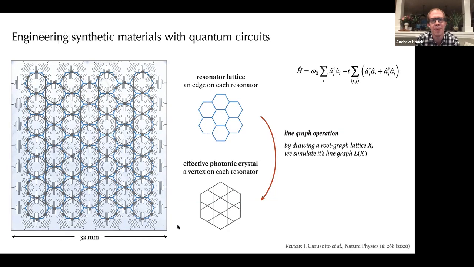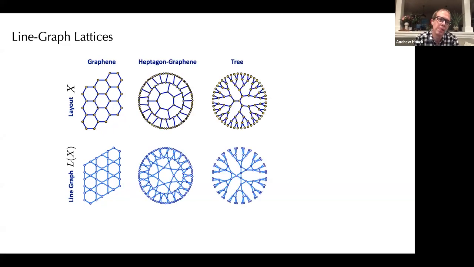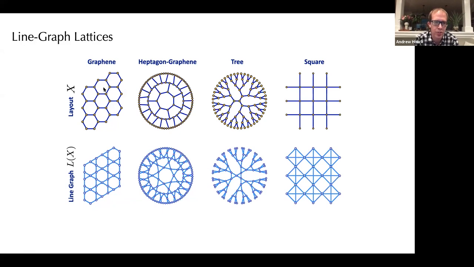And this line graph property is really what's going to give rise to these flat bands, and it's going to help us figure out when we get gapped flat bands. So we can think about lots of different line graphs that exist. So you can have graphene, whose line graph is the Kagome lattice. You can have these sort of heptagonal graphene, which gives us the Heptagon-Kagome lattice. That's the thing we actually realized. Trees in math have been a really important point of study for these. And then there's the square lattice, whose line graph gives us this leaf lattice.